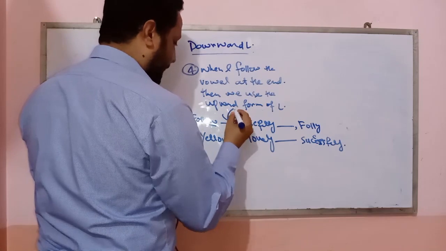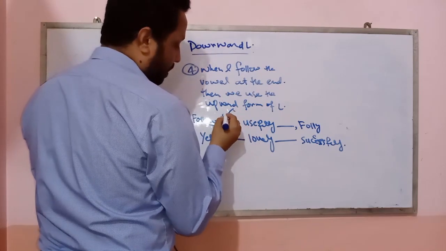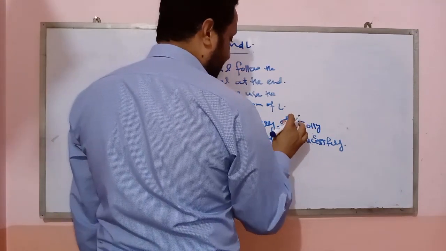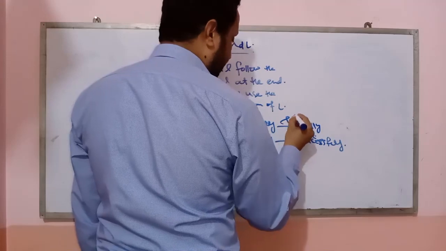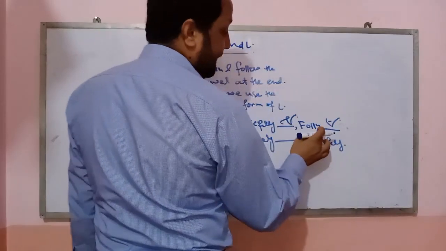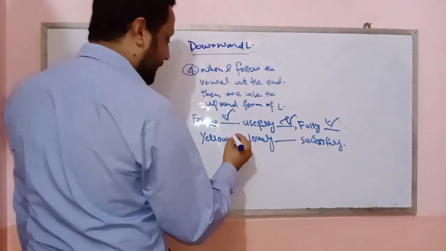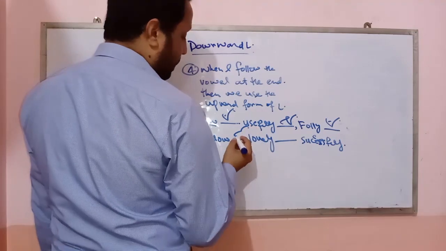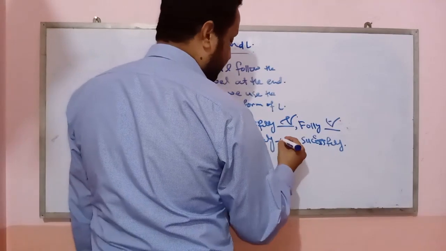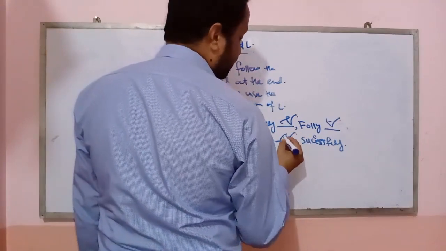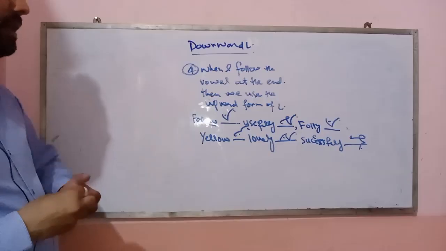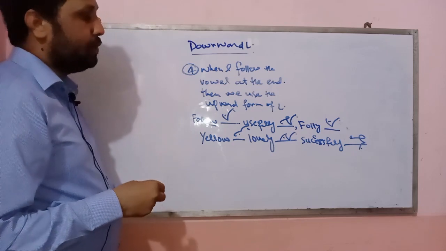Follow: F, upward L, follow. Okay, follow. Usefully: use, F and L. Folly, F. For the indication of vowels, we use the upward L. Yellow: O sound and E. Lovely. Successfully. When at the end L follows the vowel, we use the upward form.